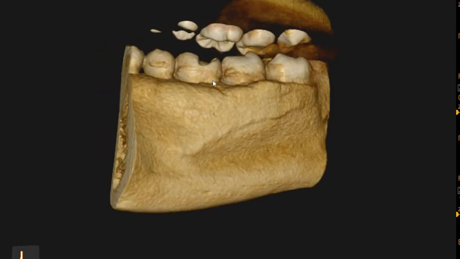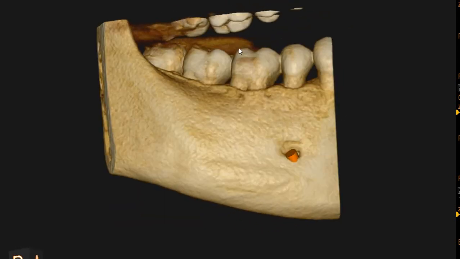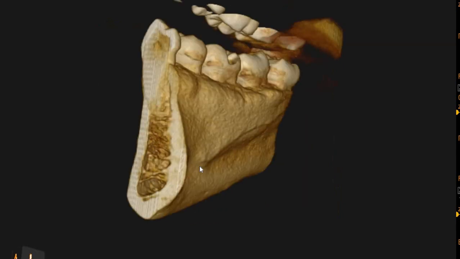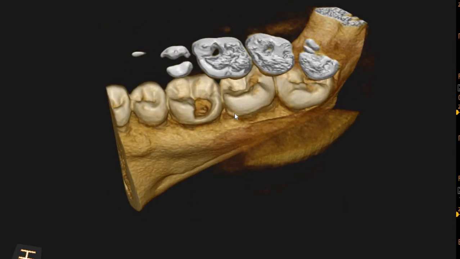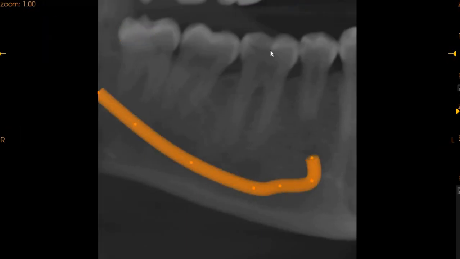This is the CBCT high resolution endodontic mode of the lower right hand quadrant. The area of interest is the lower right 6. The tooth has a cavity on the distolingual aspect. This is the tooth from a sagittal aspect. You can see that the cavity is very close to the pulp horns.